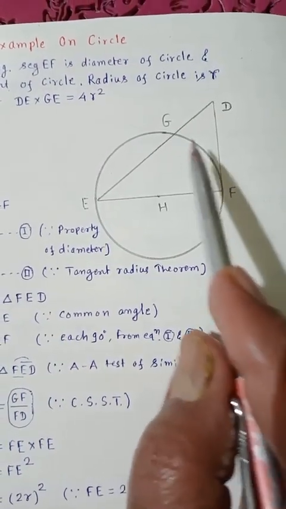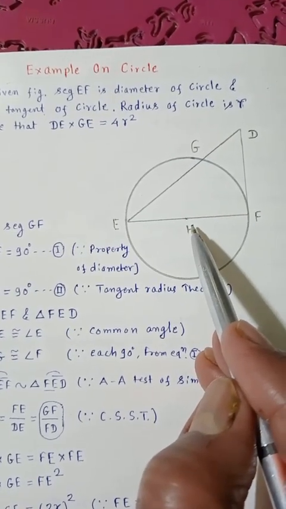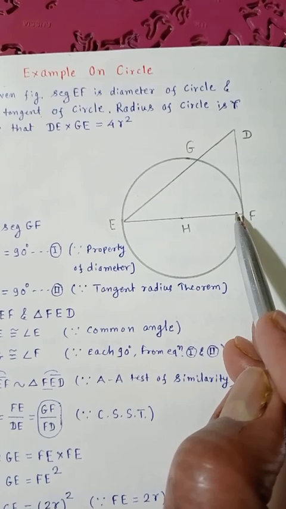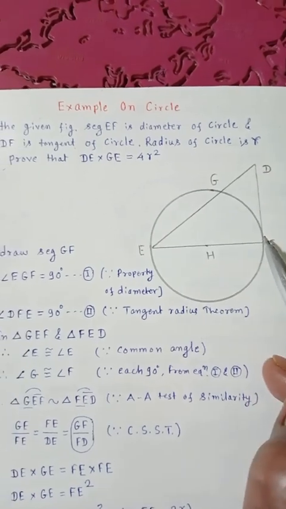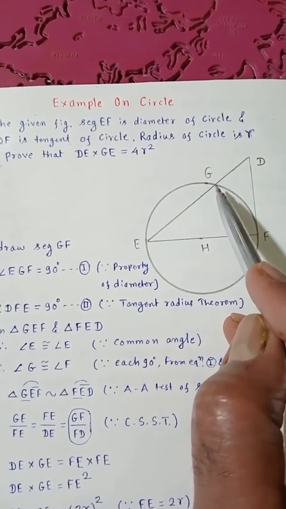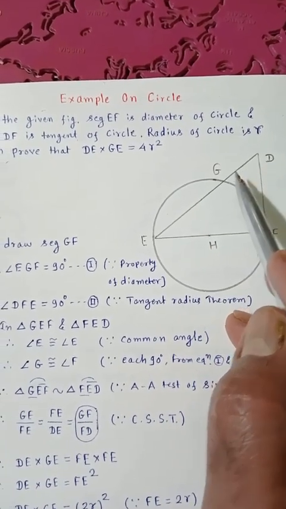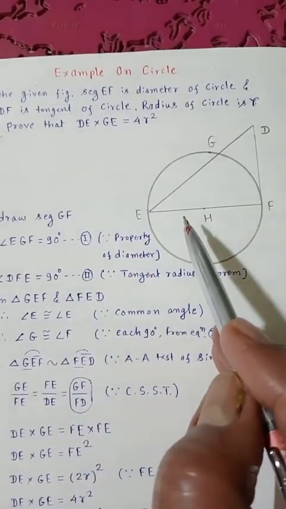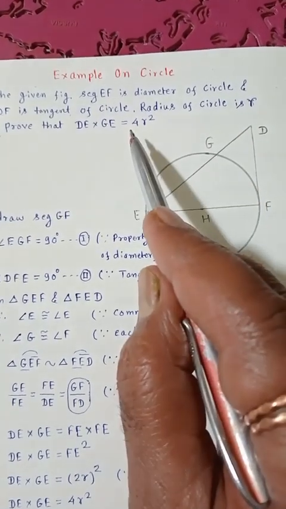In the given figure, H is the center of the circle, segment EF is the diameter of the circle, segment DF is tangent to the circle, and point G is on segment ED. Then we have to prove that DE into G is equal to 4R square.